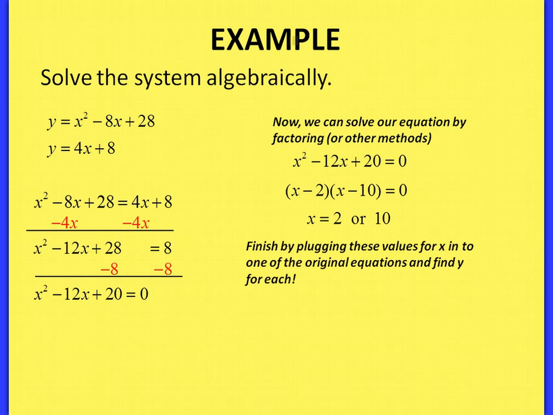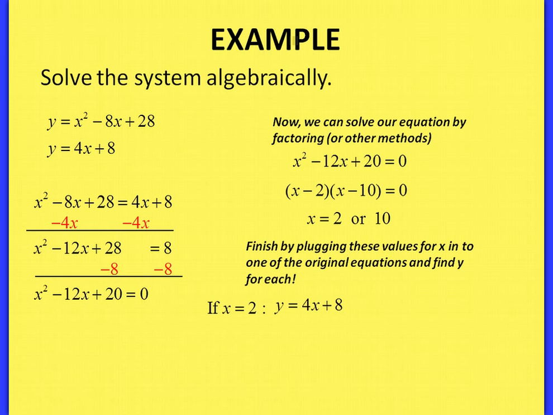But once we found that x is equal to 2 or 10, we're going to now take those values and plug them into one of the original equations. Well, we have two original equations. y equals x squared minus 8x plus 28 was the first one. The second one is y equals 4x plus 8. I'm going to take that second one because it's a little simpler, and we're going to say that x is equal to 2, and plug it into y equals 4x plus 8.